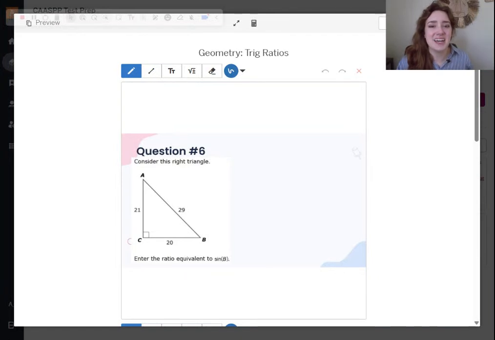Hey guys, we're looking at your CAASPP study guide prep, preparing for state testing with 11th grade. The problems we're going to look at today are focusing on geometry, specifically trigonometric ratios, trig ratios.